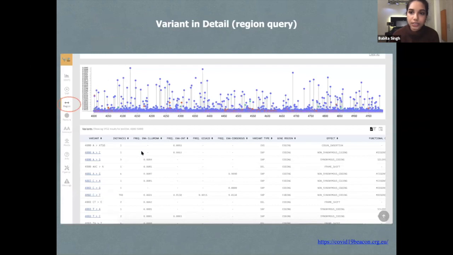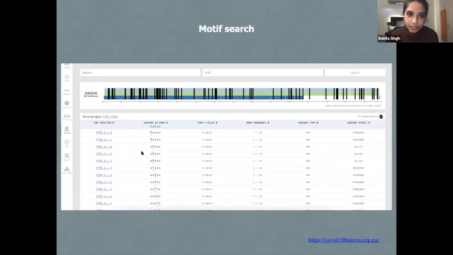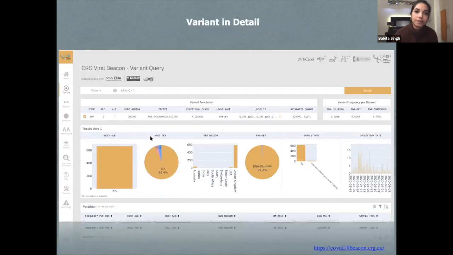Region query, this is one example of how it looks. So you can quickly see which variants are coming up, and with different data sets. So this here is showing ONT, Illumina, and consensus. Motif query example: you can see which bases are being replaced, and what kind of mutations are there, and how they are changing the sequences. You can also check distribution. There are distribution plots to see what your data looks like.